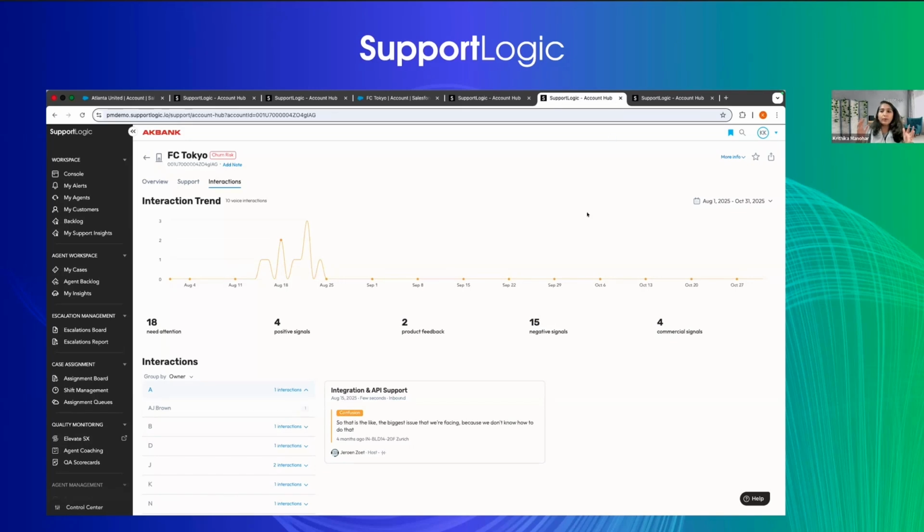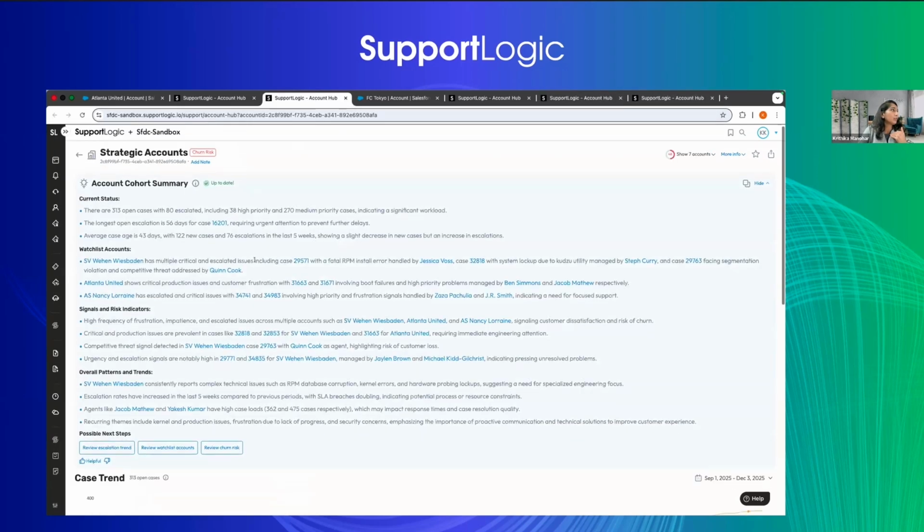Now, this is a very narrow view of what FC Tokyo as an account is doing. But as an account manager, especially if I'm an account leader working with a lot of strategic accounts, like Ryan mentioned earlier, having that top 10 strategic account view is really important for me because I want to see it at an elevated level as well. Now let's look at how that view shows up here.